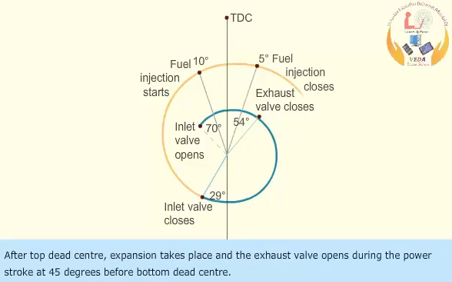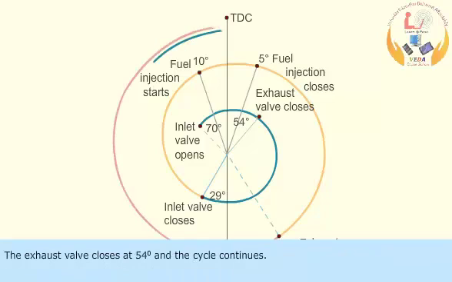After top dead center, expansion takes place, and the exhaust valve opens during the power stroke, at 45 degrees before bottom dead center. The exhaust valve closes at 54 degrees, and the cycle continues.